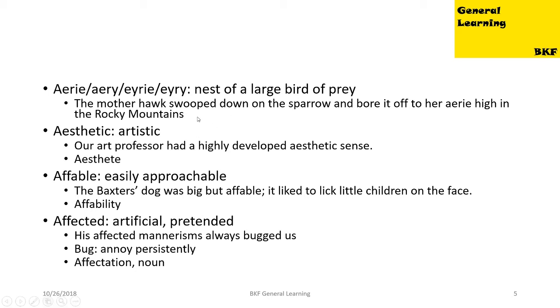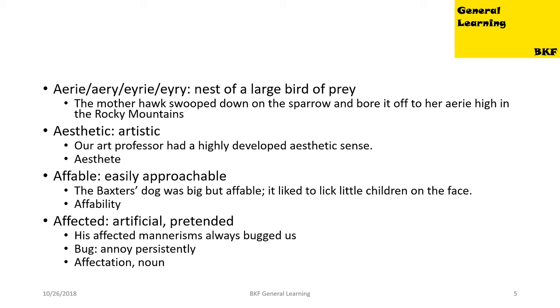Then we have aesthetic. It's an adjective, it means artistic. Here's a usage. Our art professor had a slightly developed aesthetic sense. The noun form of aesthetic is aesthete. Then we have affable, it means easily approachable, it's an adjective.